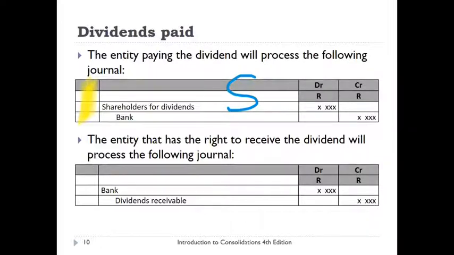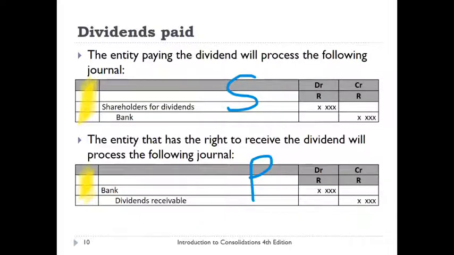The entity that has the right to receive the dividend, which is the parent in this scenario, will process the following journal in its separate financial statements. Debit bank with the monies received, and credit the receivable, dividends receivable.